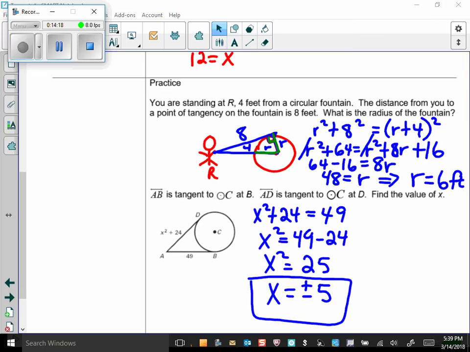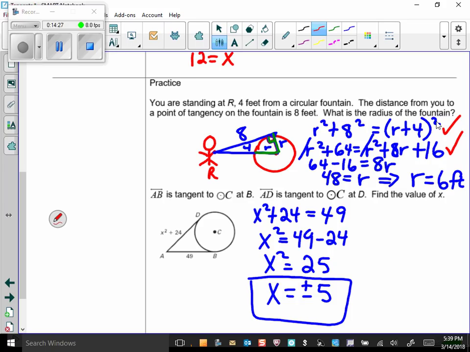Alrighty. You see this equation is very similar to one that we did a minute ago. When I FOIL my right side, I get r squared plus 8r plus 16. The r squared terms go away when I subtract them from both sides, leaving 0 r squared on both sides. Then I solve and get r equals 6 feet. The radius of that fountain is 6 feet.